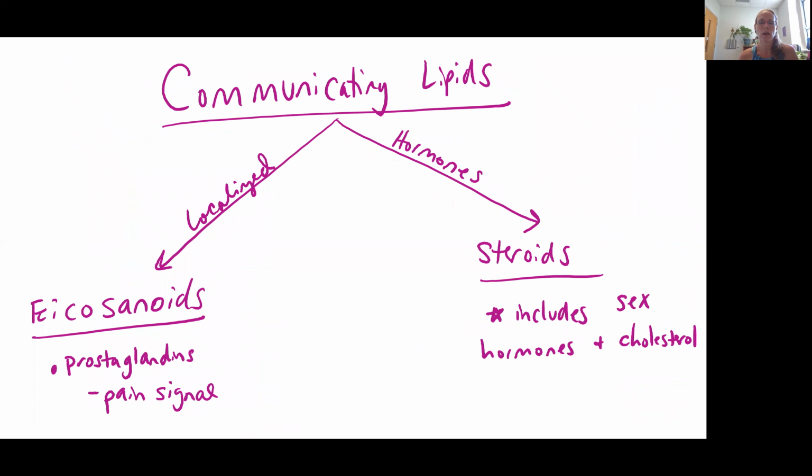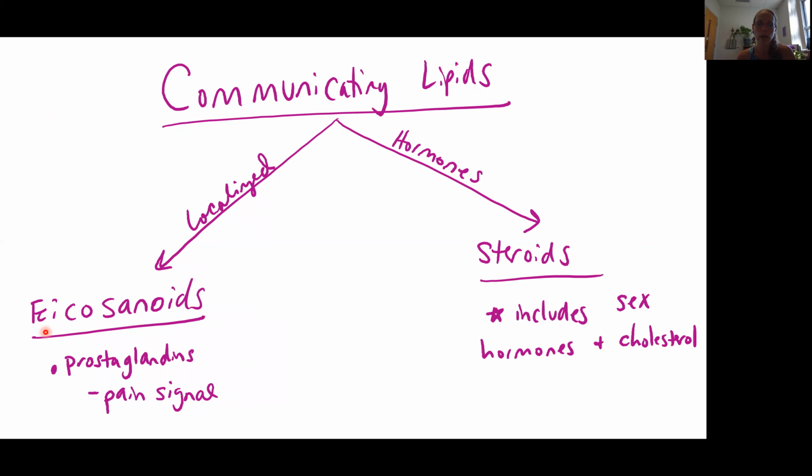Okay, so we've mentioned several of the jobs of our lipids, and we included communication as part of that. There's actually 2 different classes of communicating lipids. We have what are called eicosanoids, which are like a localized sort of signaling system. So that means one cell is releasing it kind of like to the neighborhood, just to the surrounding cells, rather than being transmitted through the bloodstream.